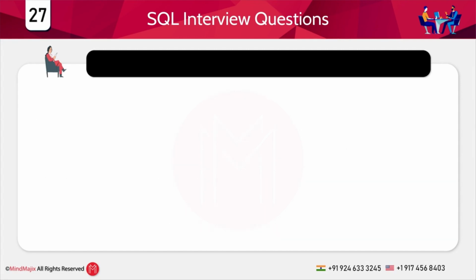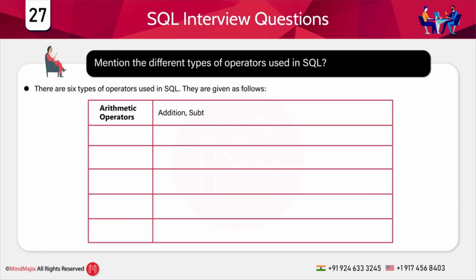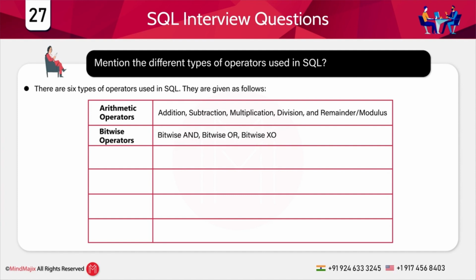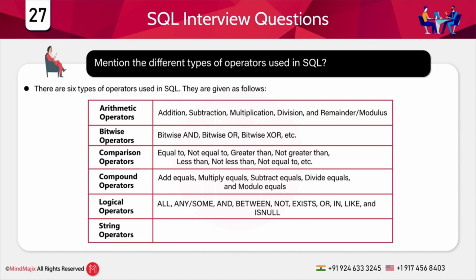The next question over here is, mention the different types of operators which are used in SQL. Basically, there are 6 types of operators which are used in SQL. As you can see on the screen, these are the various types of operators: arithmetic operators, bitwise, comparison, compound, logical, and string operators. If you talk about the arithmetic operators, these are the various operations that you can do with arithmetic operators like addition, subtraction, multiplication, division, remainder, or modulus.